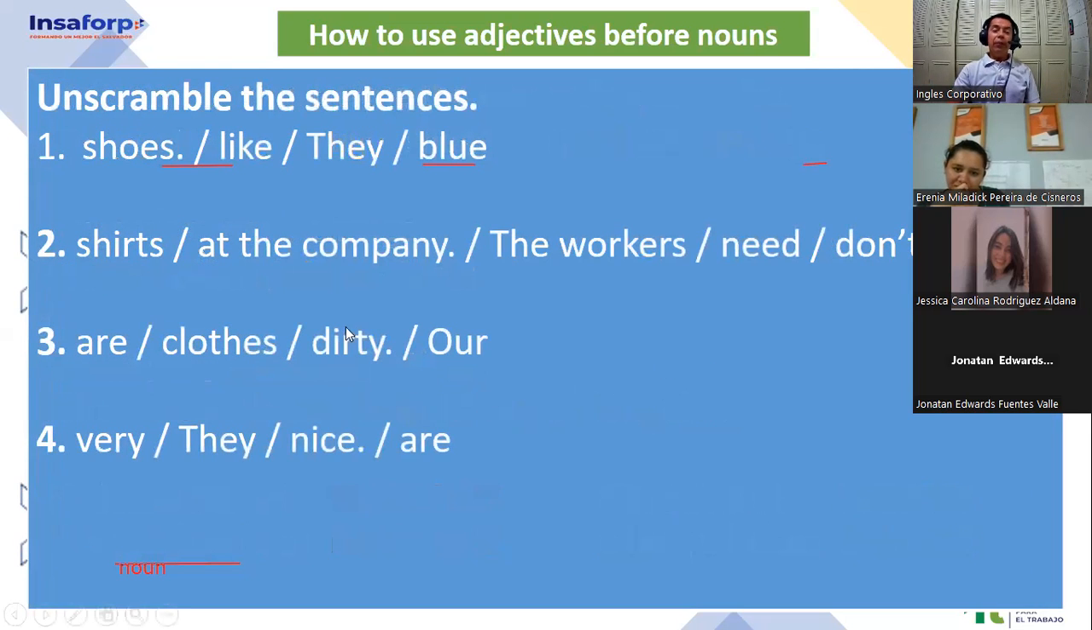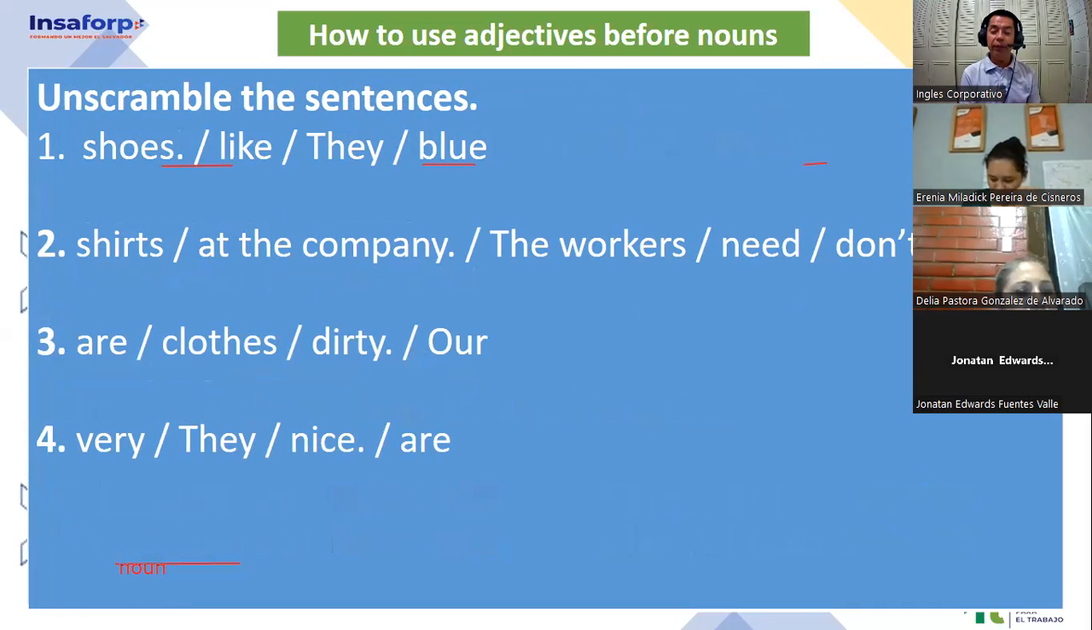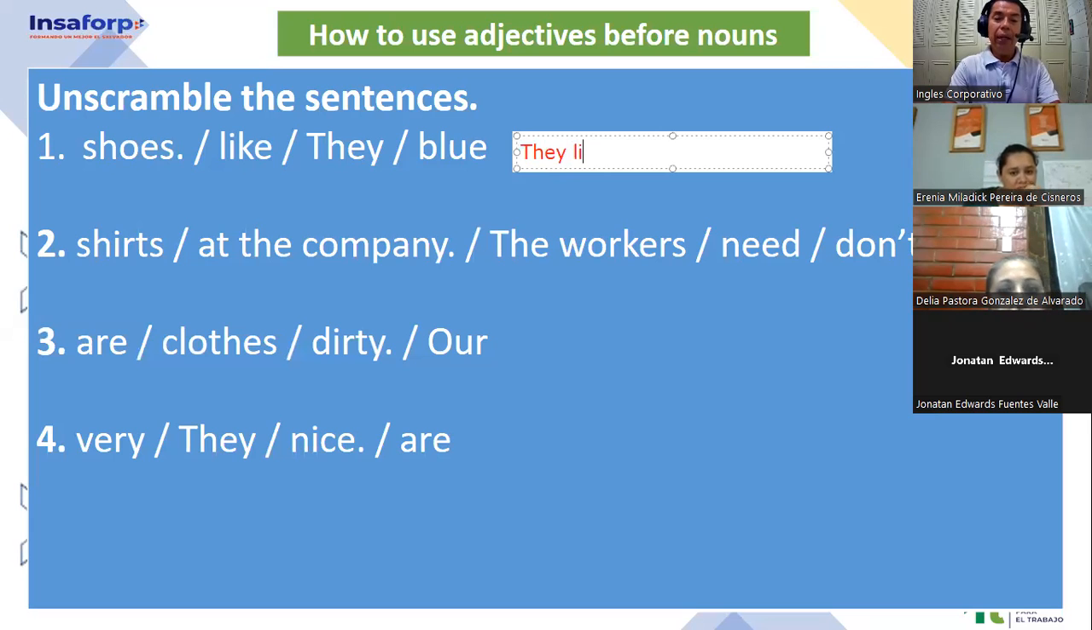Good. Now here we have some sentences using adjectives, right? Number one, please volunteers, raise your hands, camera on. Thank you, Delia. Please. They like blue shoes. Sorry, let me tell you, Delia, that you're totally right. Correct, yes. They like blue shoes, right?